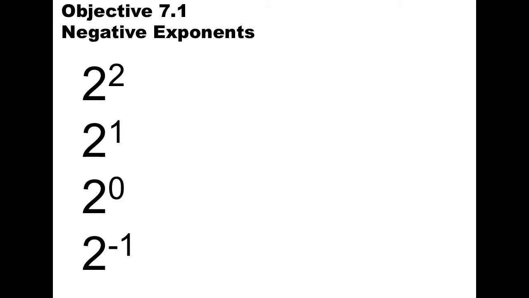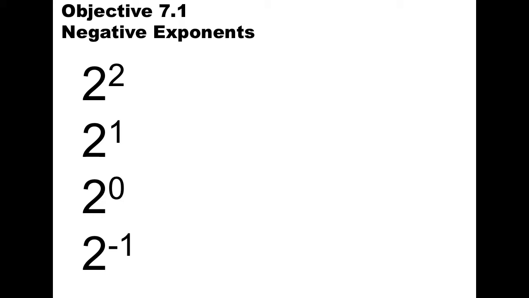In this edition of Mr. Peterson Presents, we're taking a look at Objective 7.1. This is for our Math 6 Extended students: negative exponents. We're going to take a look at how we get a negative exponent, what we do with them, what it looks like, and so on and so forth. Let's go ahead and take a look at this.